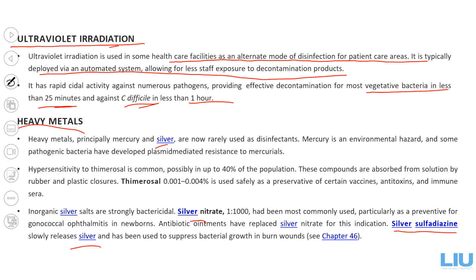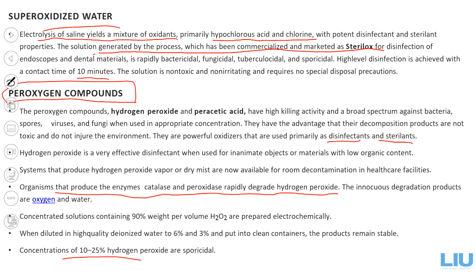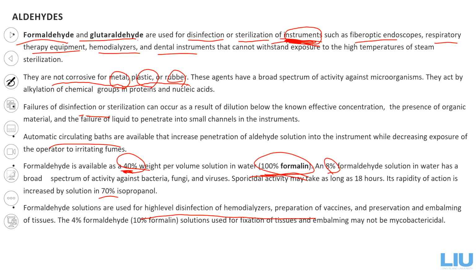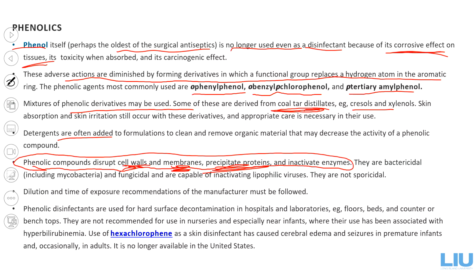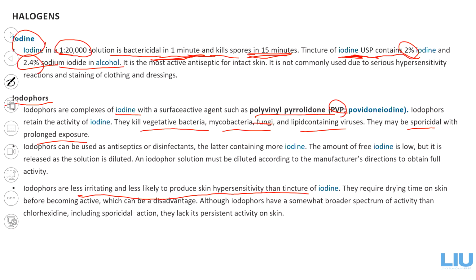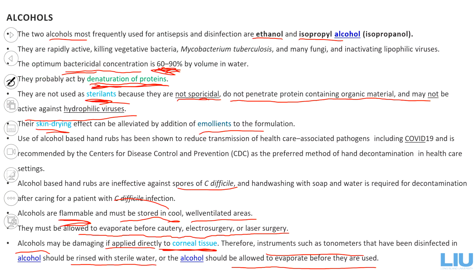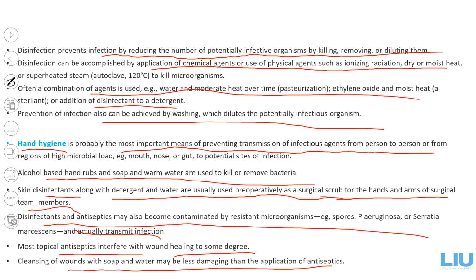So the question was which ones we should focus on. Only mechanism of actions for the ones we mentioned. We talked about the mechanism of action for phenolics, right? And then for chlorhexidine. Okay, and then we also talked about the mechanism of action for alcohol: denaturation of proteins.